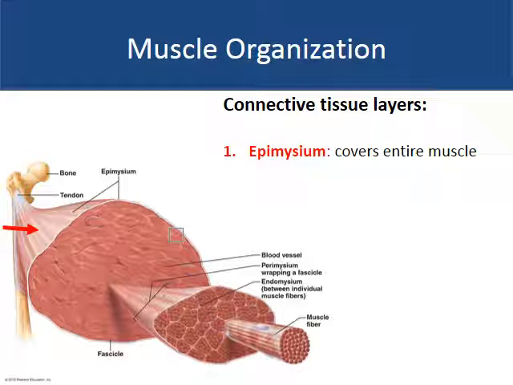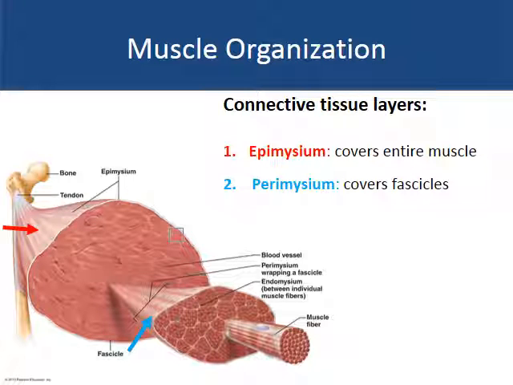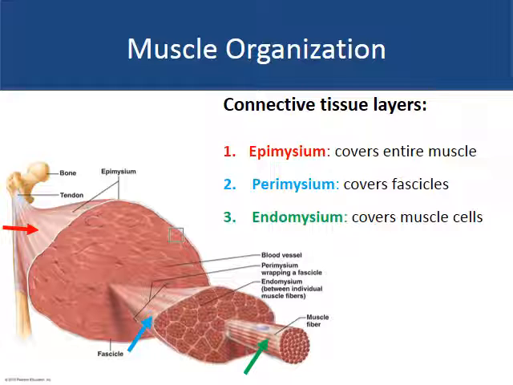So surrounding the outside of the entire muscle is the epimysium. Within the muscle, perimysium wraps around and surrounds every fascicle. And within each fascicle, endomysium surrounds each individual muscle cell.